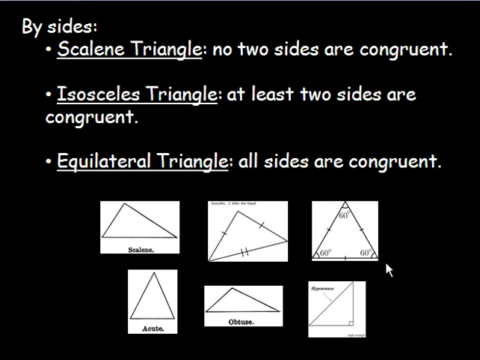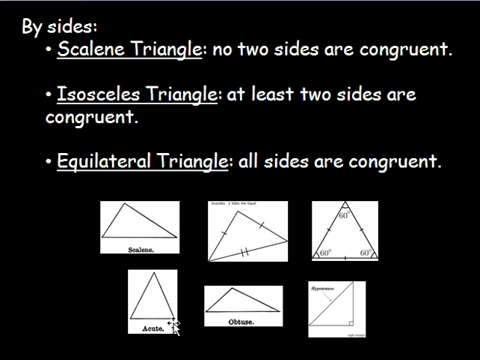This picture over here we have an equilateral triangle. Also notice it is also equiangular. Equilateral triangles are also equiangular. The angles are all the same and the sides are all the same. We could also call this triangle an isosceles because it does follow the definition of at least two sides being congruent. In this case, three sides are.